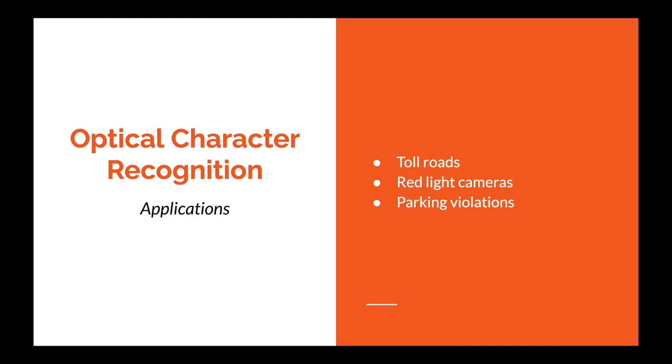Now, OCR has several real-life applications. One is with toll roads. For example, if you're driving along the 407 and you don't have a transponder, then the province needs to know who to send the bill to, so they'll have to recognize your license plate from an image. Another example is with red light cameras. They'll need to know your license plate in order to send you a ticket. And finally, with parking violations. Some parking lots, instead of using traditional tickets, instead detect the license plate and send you a bill that way.